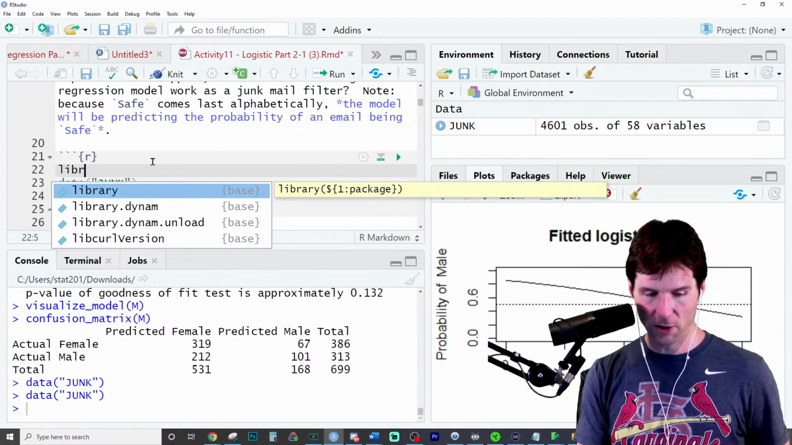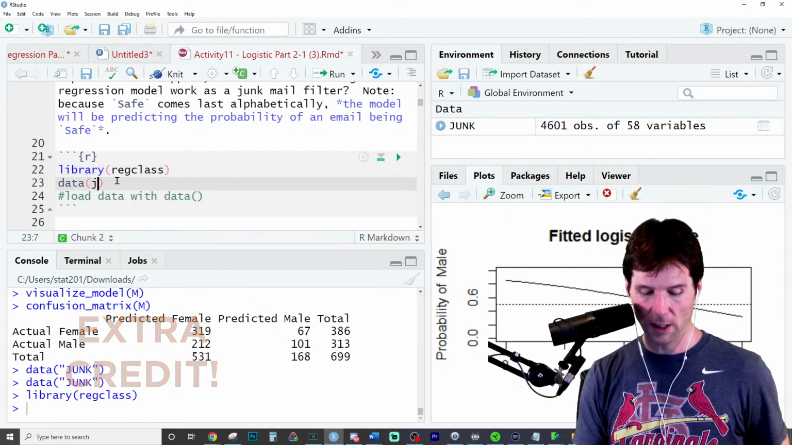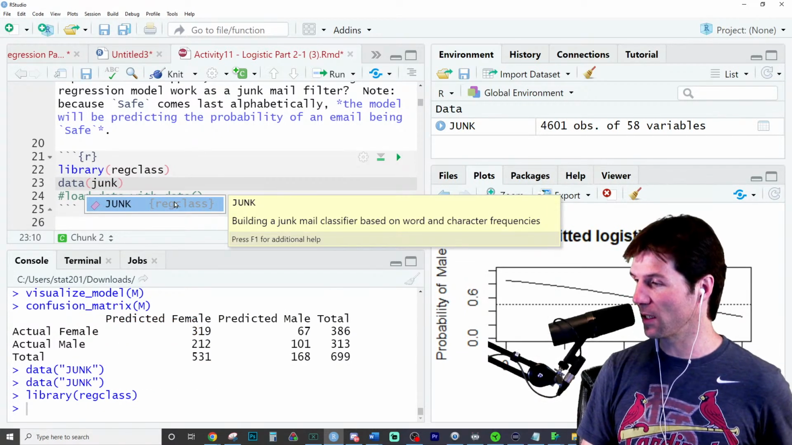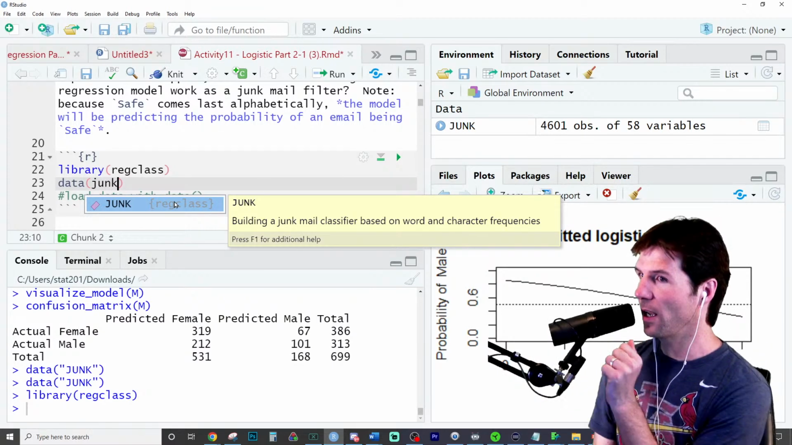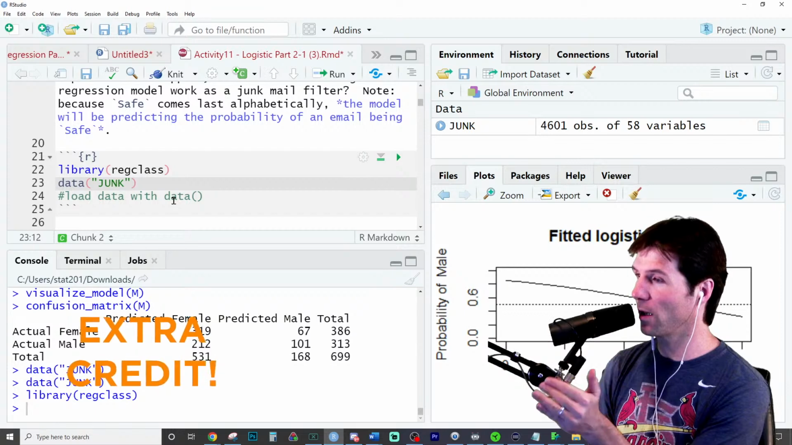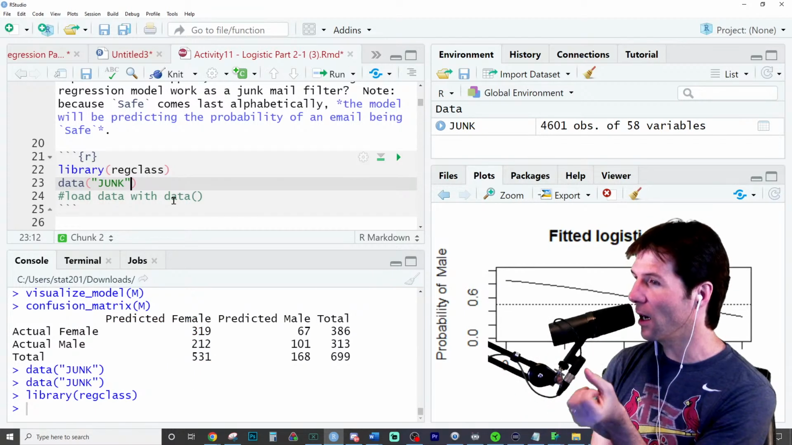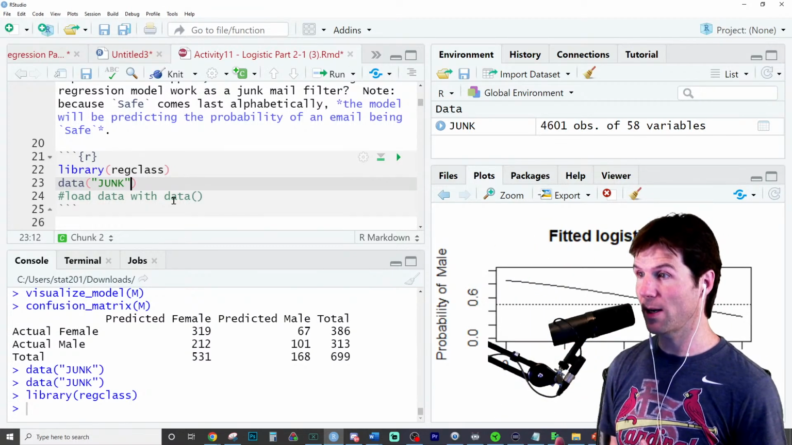Exactly. Great job right there. Another 100 points right there. Great answer. Because if you notice as you type junk, it says, at least mine does, it's in reg class right there, which is the library it's contained in. So good answers, Shreya. It's that junk is contained within the reg class library. And so this is kind of like a preloaded data set. It's not necessarily in our files. This is within the reg class library.